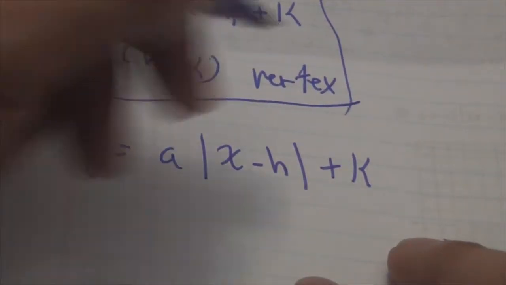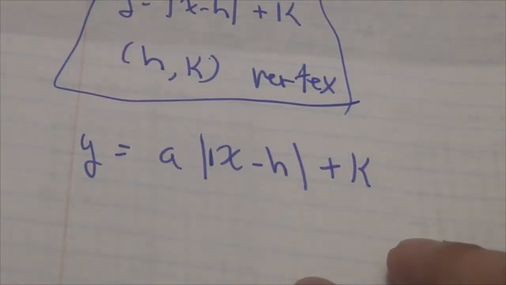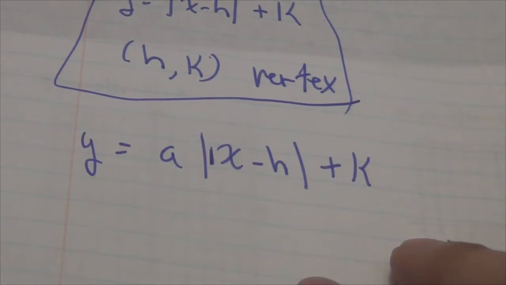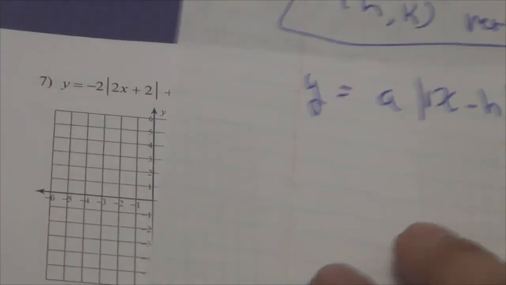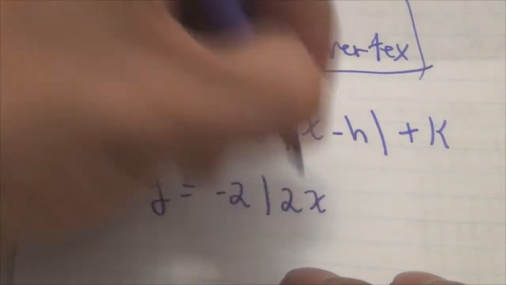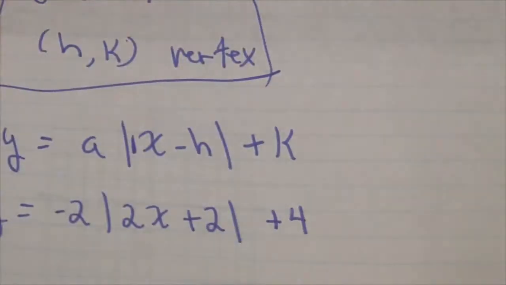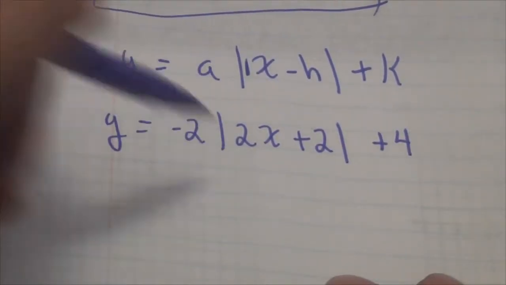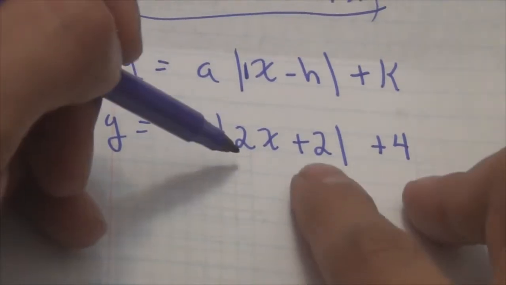And what is this telling me? That the coefficient of this x has to be 1. But the graph that we have is actually y equals -2 times the absolute value of 2x plus 2, plus 4. This is where your factoring skills come in handy. We need to have this as a 1. So what we're going to do is factor out the 2.